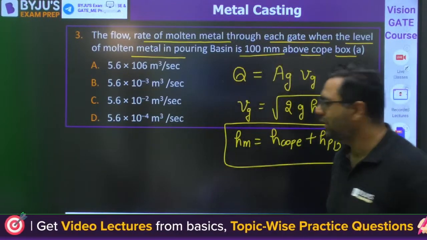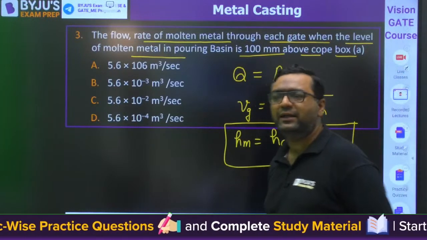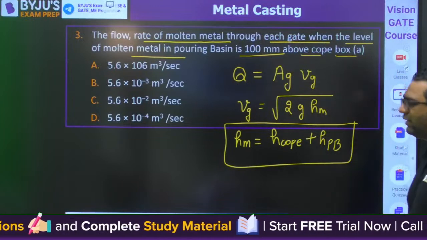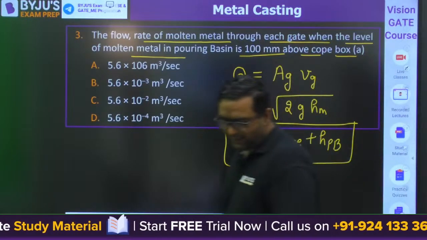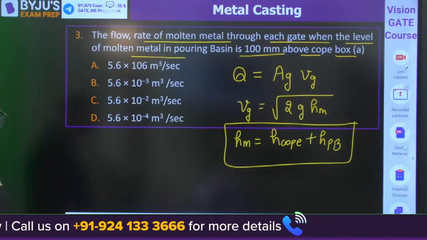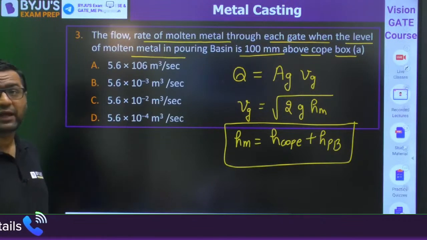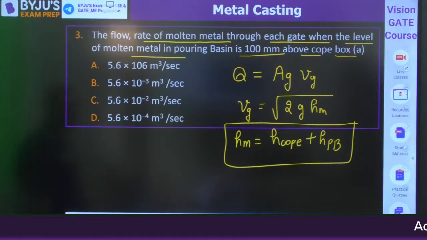Okay, Papa Ka Ghoda is saying 383.6. You are giving the value for what? 383.6 is the value for what? You need to find the flow rate, that is A into V. The area of the gate is given, the velocity of the gate you need to find out.